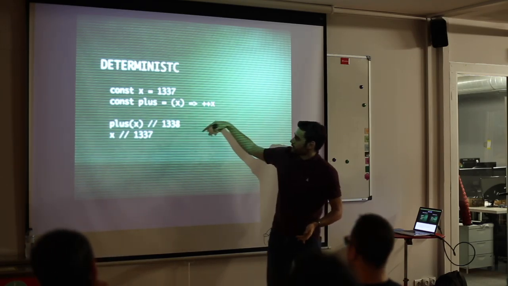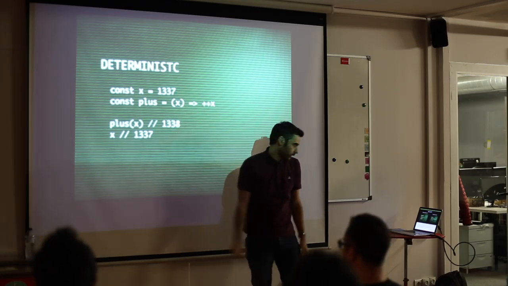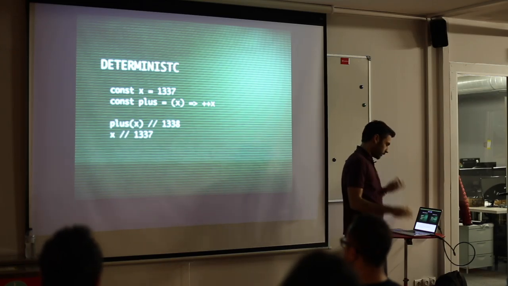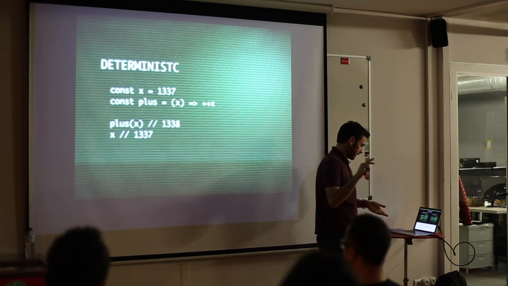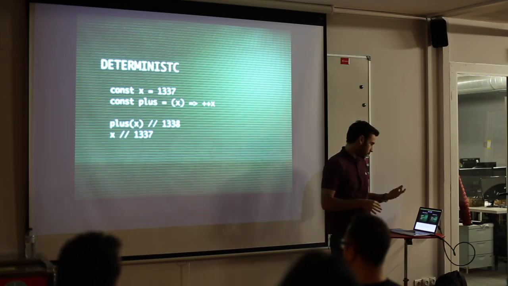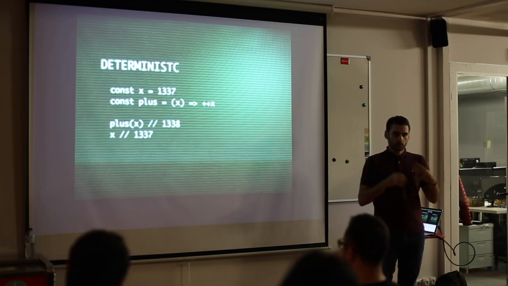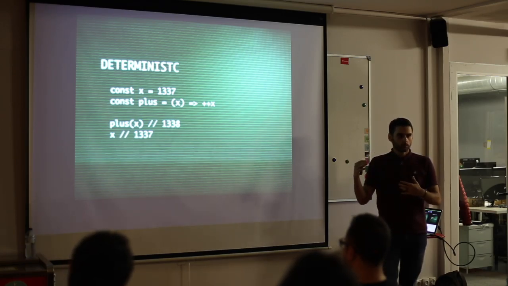Here goes a deterministic example. Most of the examples are in ES6 JavaScript. This is an arrow function, which takes an argument and returns, in this case, plus plus x. So if we get a number, we get the number plus one.